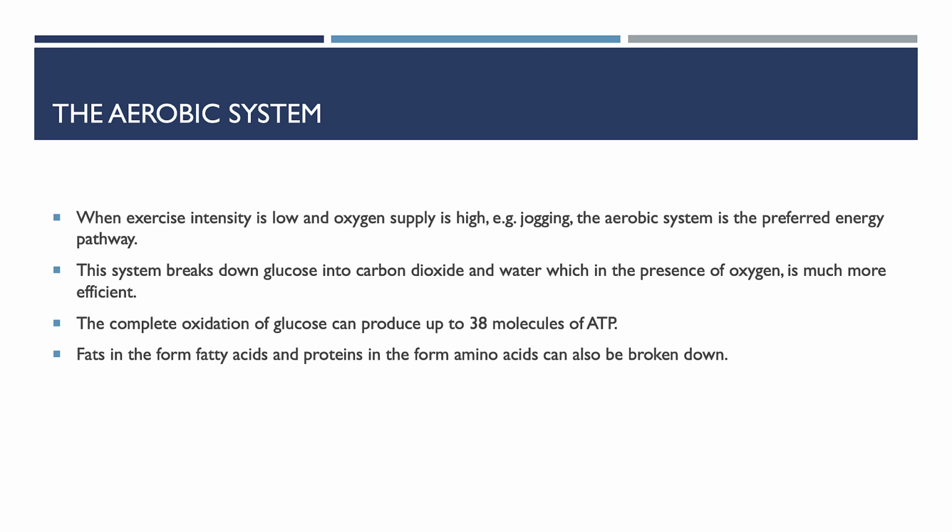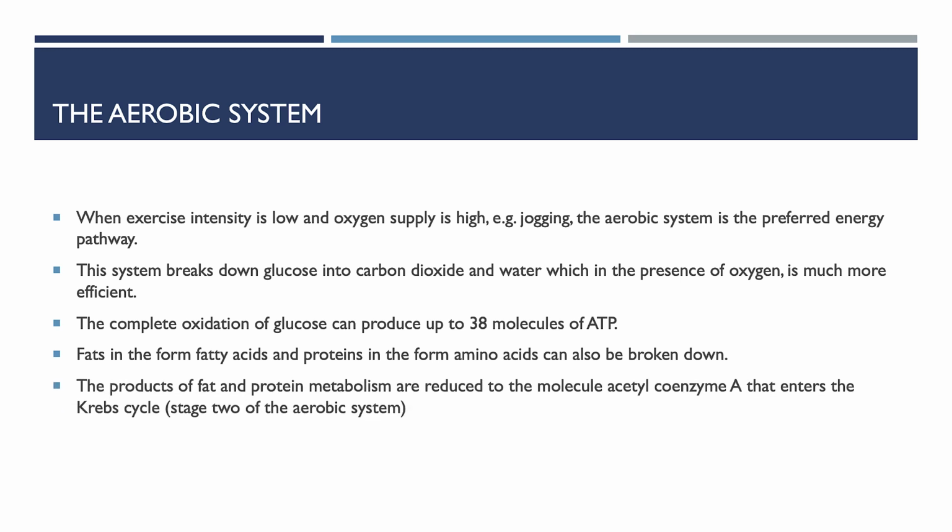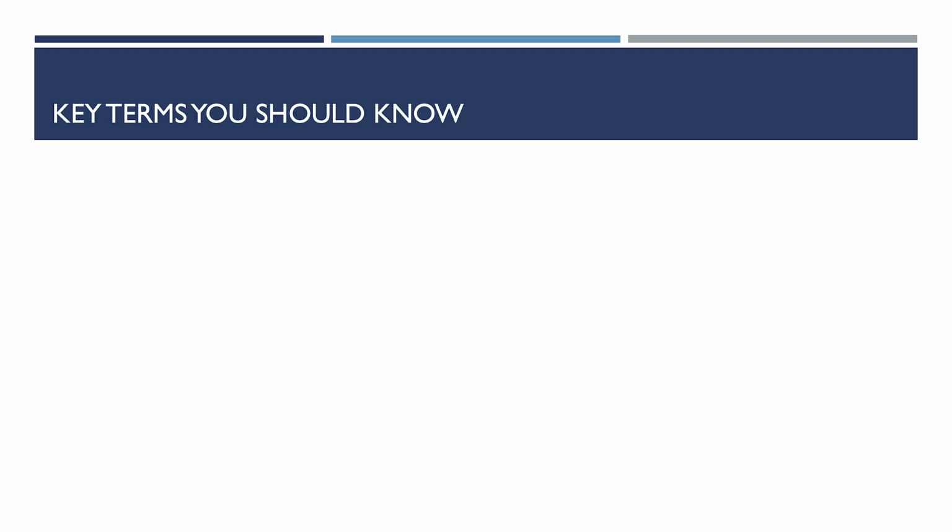Fats in the form of fatty acids and protein in the form of amino acids can also be broken down. The products of fat and protein metabolism are reduced to the molecule acetyl coenzyme A that enters the Krebs cycle, stage 2 of the aerobic system.